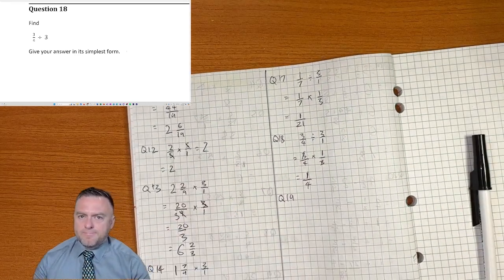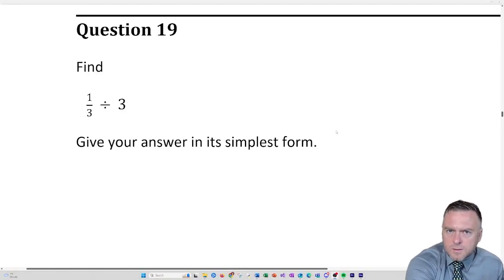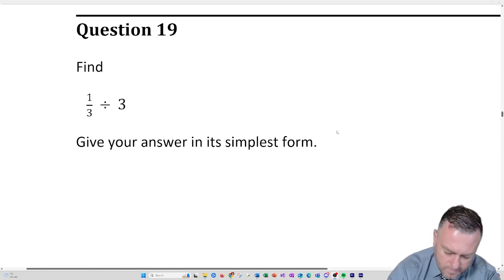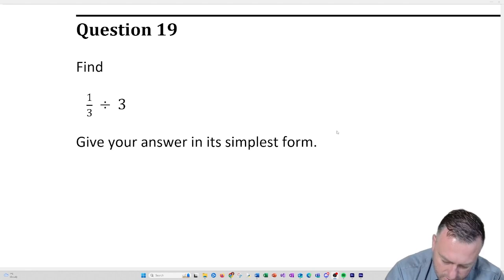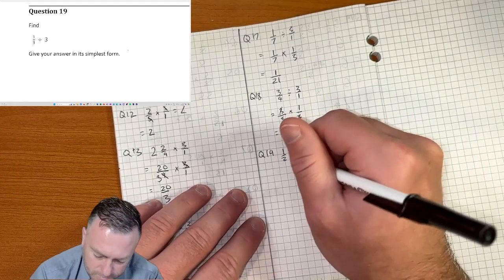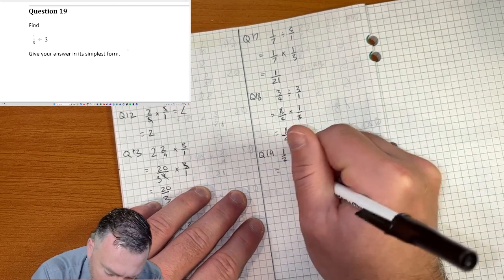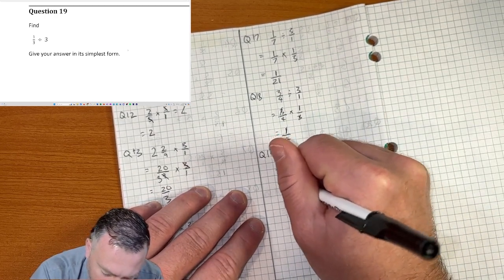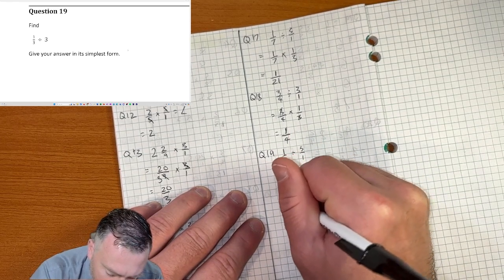Question 19. 1 on 3. Divided by 3 on 1. So that's going to be the same as 1 on 3 times 1 on 3. Then gives you 1 over 9.